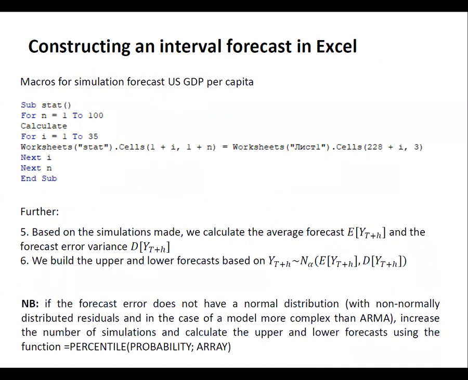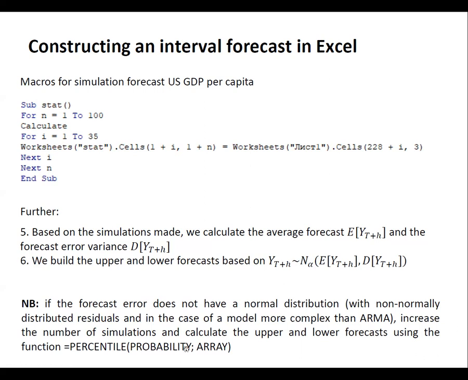And now if we have a more complex model, and for some reason the forecast error does not have a normal distribution, which is often the case with more complex models, then we just have to increase the number of simulations, not use 100, but 1000 or 10,000. Upper and lower forecasts we calculate using the percentile function.